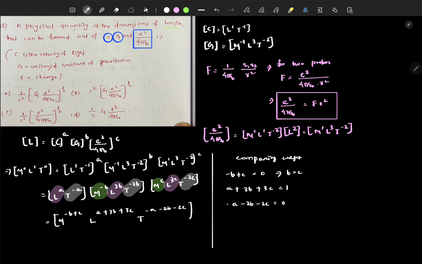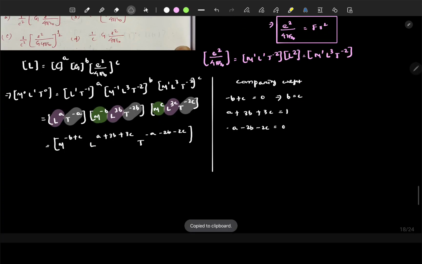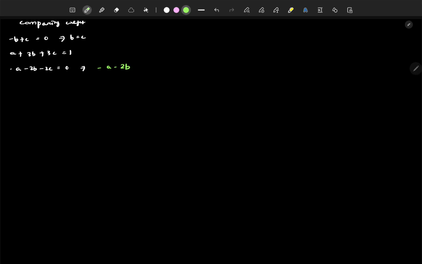So how to solve this one? Let's solve this. B is equal to C, we will put that in. Now this becomes minus A minus 2B, then minus 2C we write as minus 2B, that is 0. So minus A minus 4B is equal to 0. That means A is how much? A is equal to minus 4B. I hope it is clear.